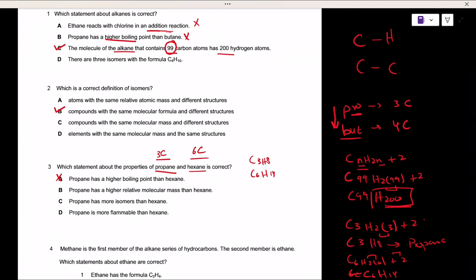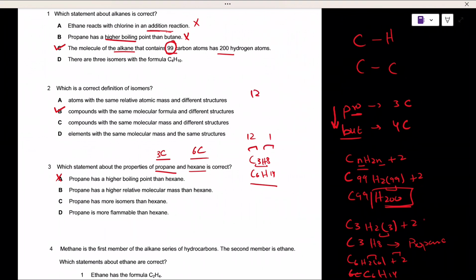So what does it say? Propane has a higher relative molecular mass? No. The molecular mass of hexane here is higher. I'll do this again. To calculate molecular mass, I needed to know how many atoms of carbon and how many atoms of hydrogen there are. Now because I know it, I can just use the molecular formula to work out the molecular mass. How can I do that? Carbon has a mass of 12, and for hydrogen it is 1.